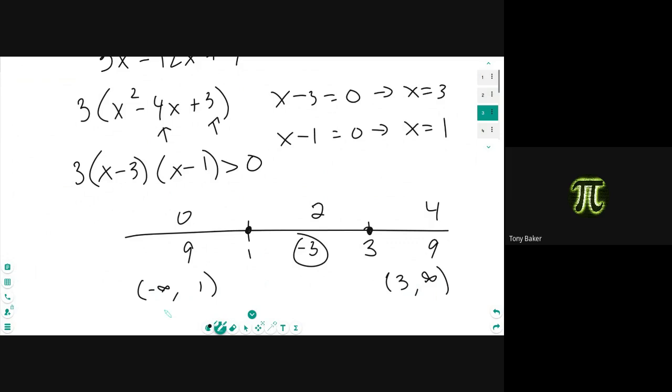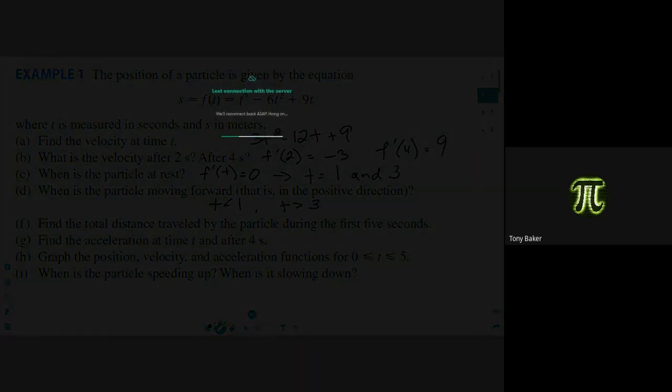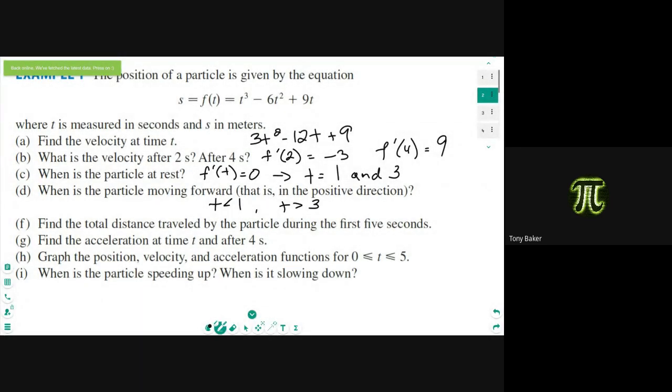Or if you want to say it in regular notation, t is less than 1 and t is greater than 3. Either way, those work. All right. How would we find the distance it's traveled?